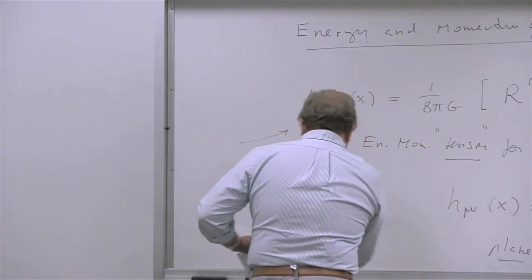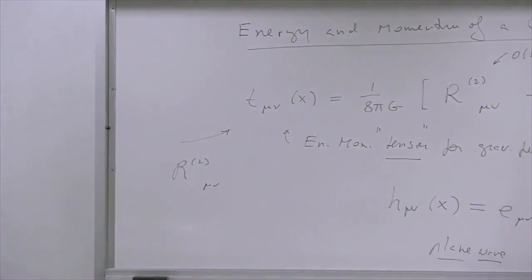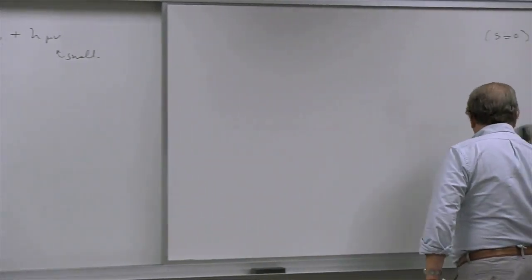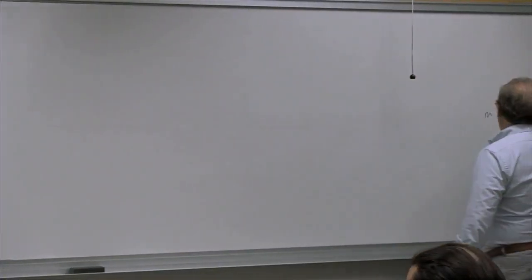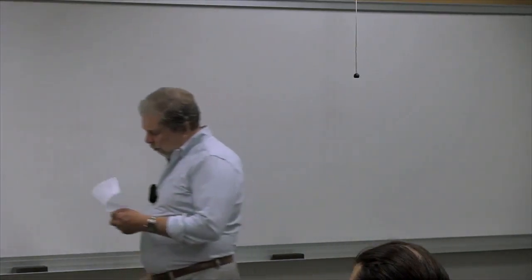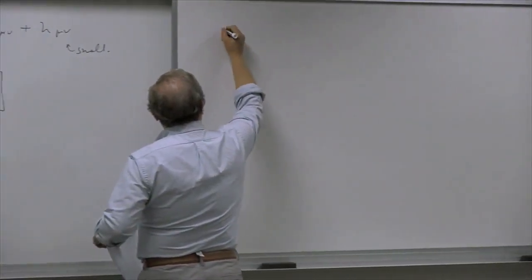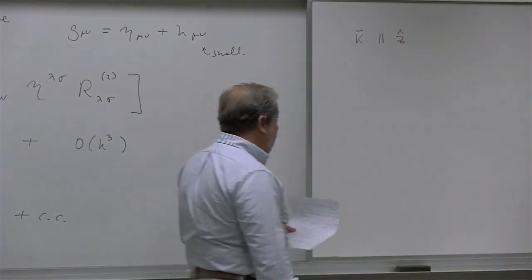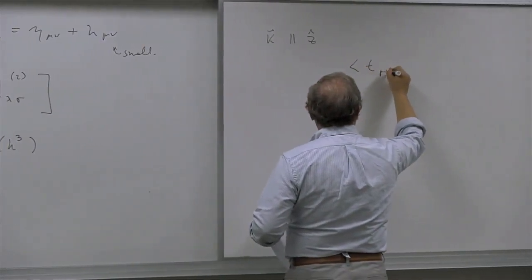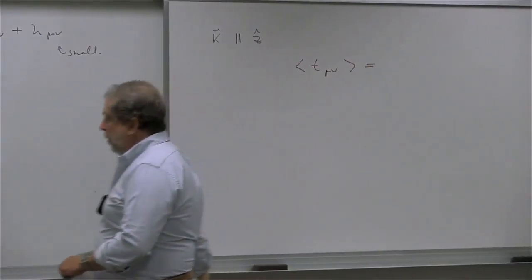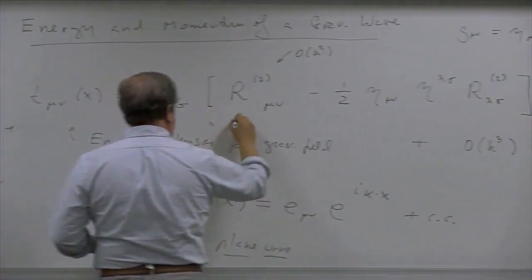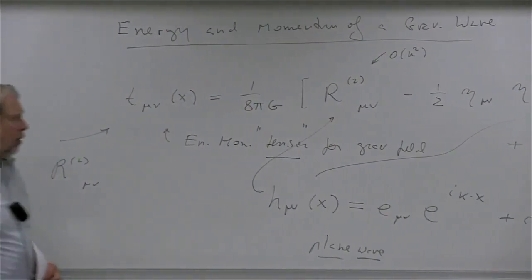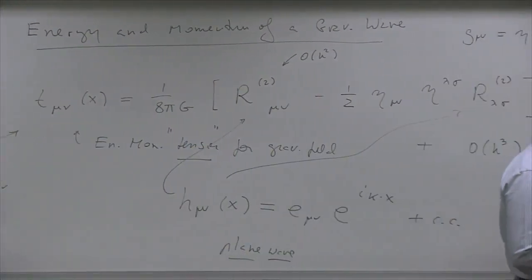And so to make things tractable, we now consider a wave that is propagating along the z direction, as we did in the last lecture. So we take k parallel to the z-axis. And from this, we can work out what the t mu nu is. Basically, we plug this in here, and we look up what the quadratic part of the Ricci tensor is, and insert it.